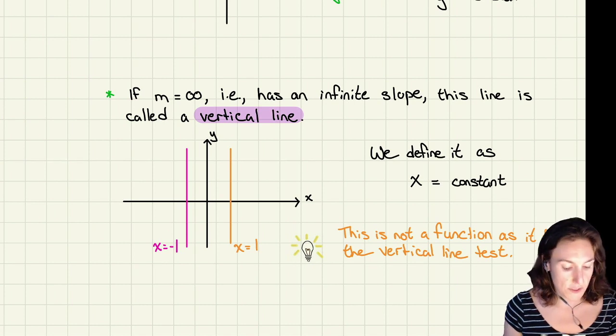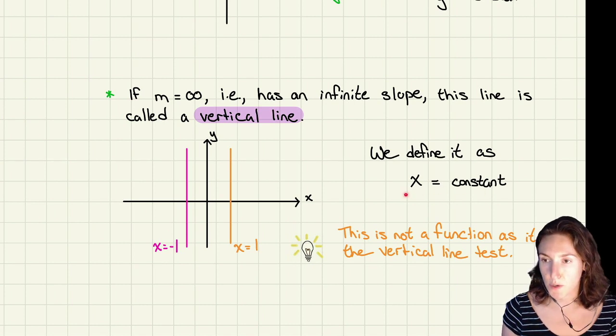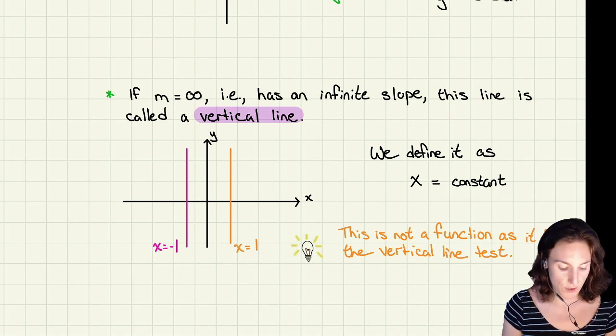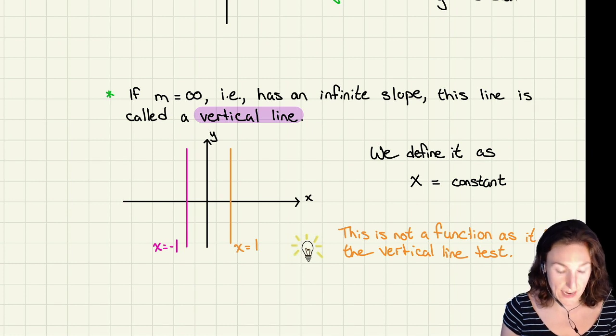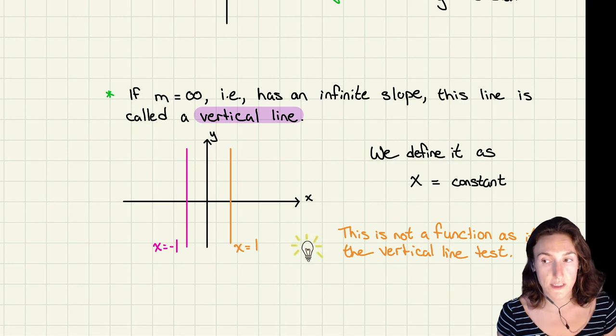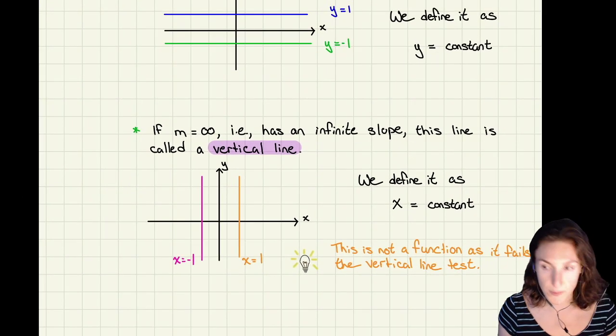And we express them or write them out as x is equal to a constant. So for instance, this vertical line here is called x is equal to 1. This one is called x is equal to negative 1. And vertical lines are not actually examples of functions because they don't pass the vertical line test.